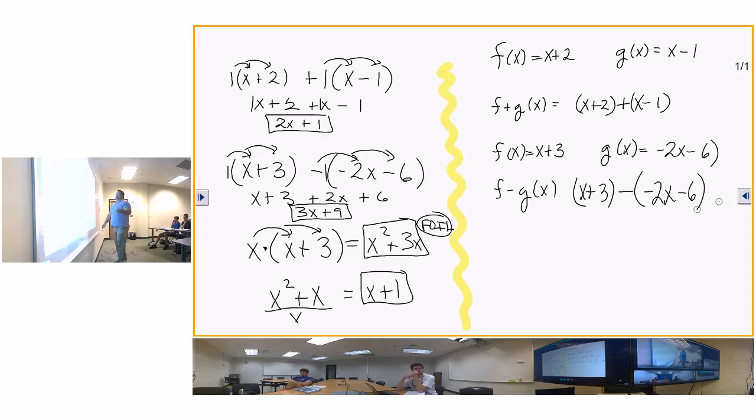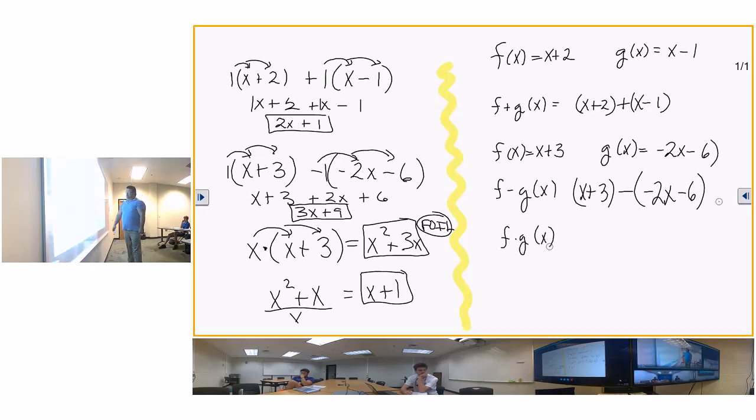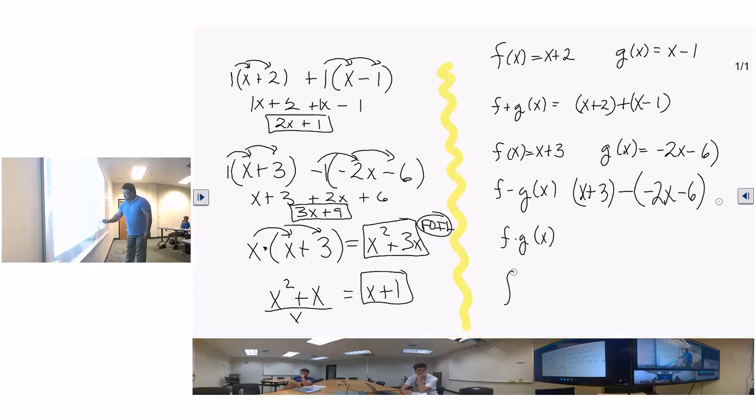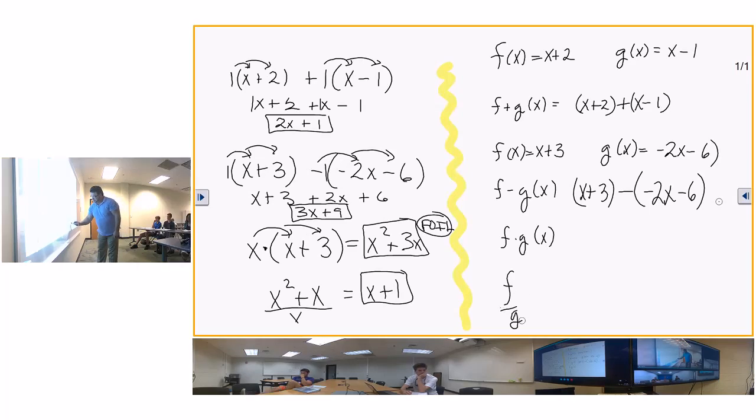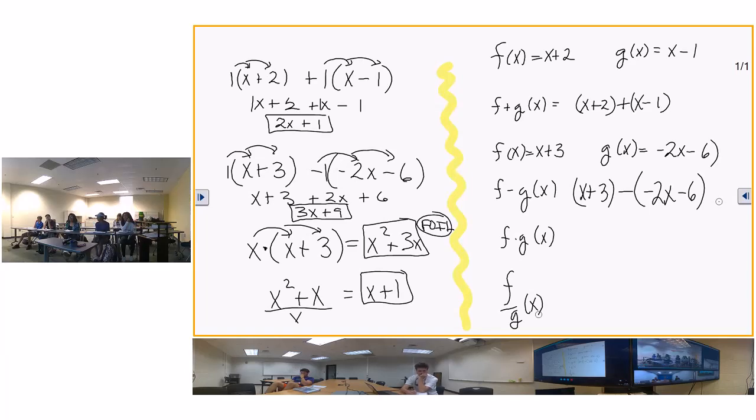Now, what about composition? Well, that's what we're fixing to talk about. I'm not going to spend a lot of time on the rest because I think most of you know how to do these. This is what f times g of x looks like, and f divided by g of x looks like. Okay, that's the difference. I'm not going to go over what you learned back in pre-algebra.